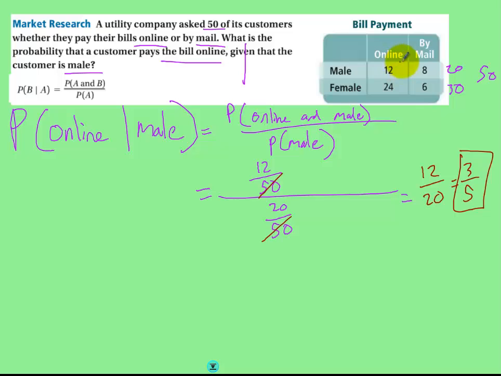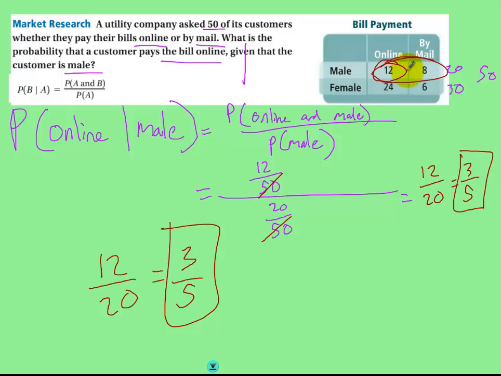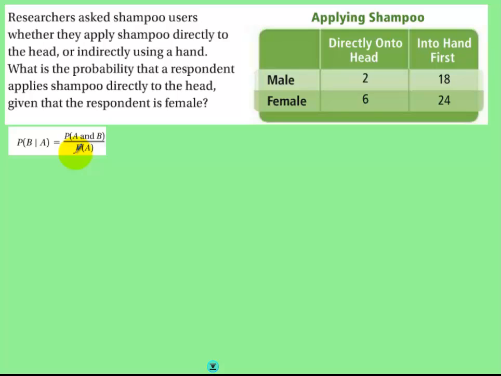That'll also work out if we just look at the contingency table, because it's going to be 12 over, since we're online given they're male, 12 over 20 anyways, because there are 12 males who are online and there are 20 males total, so it'll be 12 over 20, which is 3/5. So either way of doing that, the formula or the contingency table, would work out. Let's look at another example. I'll use the formula again.